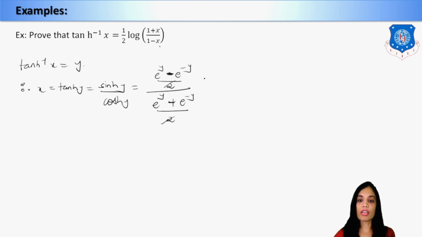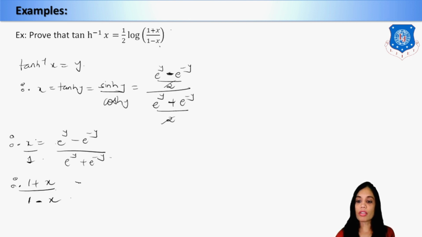These two 2s will get cancelled out. So finally your x is equal to (e raised to y minus e raised to minus y) upon (e raised to y plus e raised to minus y). Here we can write 1 and now apply componendo and dividendo. But what we have to do is denominator plus numerator, because we want 1 plus x. Therefore 1 plus x upon denominator minus numerator. So 1 minus x.